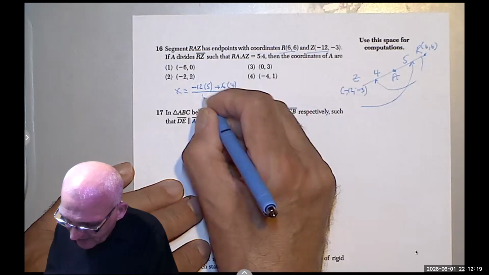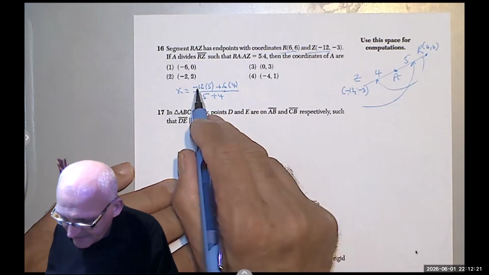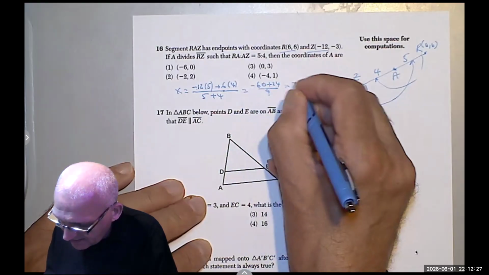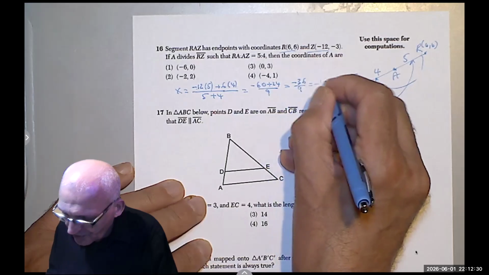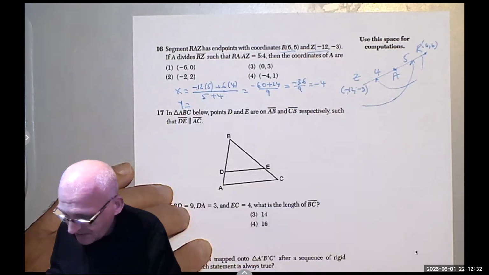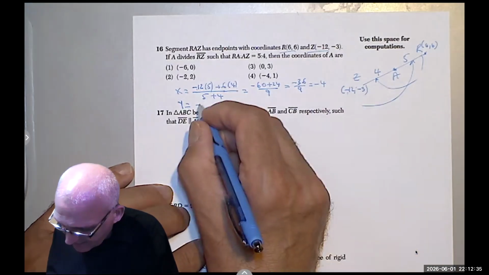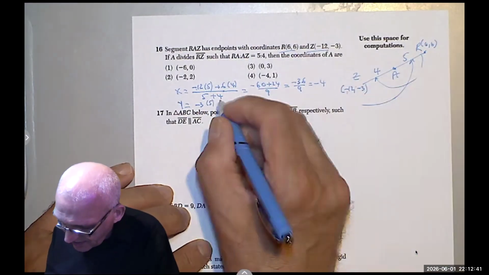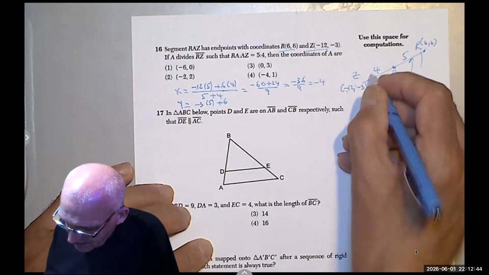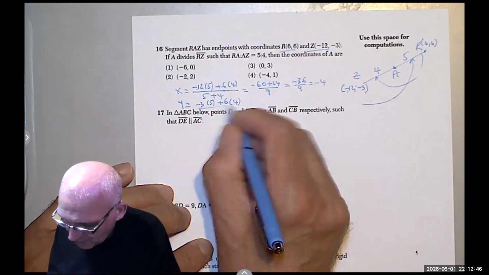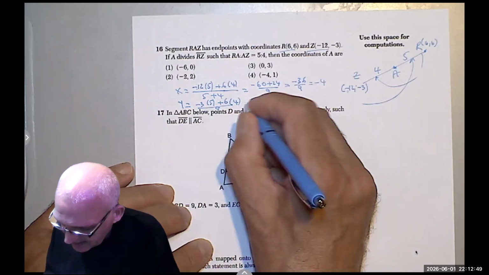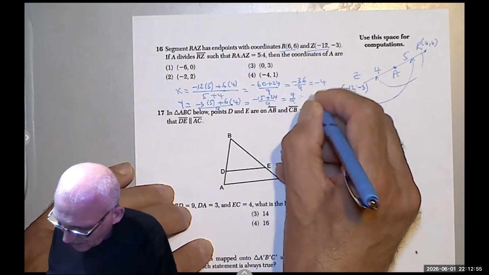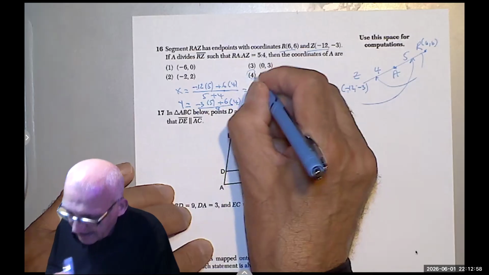And then I divide by 5 plus 4. So I get negative 60 plus 24 over 9 equals negative 36 over 9 equals negative 4. When I do the y, I do the same thing. I take the closest point, which is negative 3, multiply it by 5, which is the further proportion. And then I'm going to add 6 times the further proportion, again 4 over 5 plus 4. So I get negative 15 plus 24 over 9 equals 9 over 9 equals 1. So negative 4 and 1 is that point.